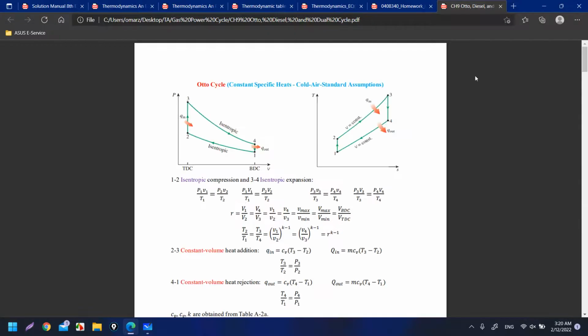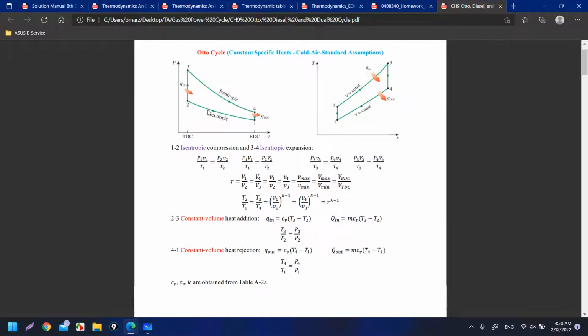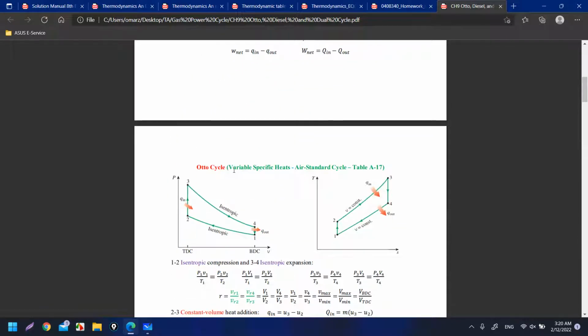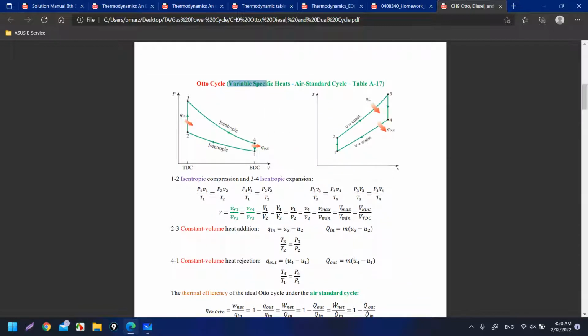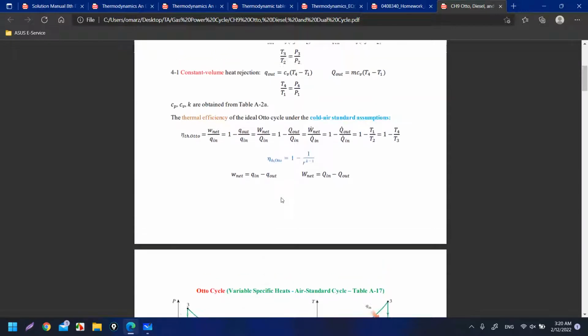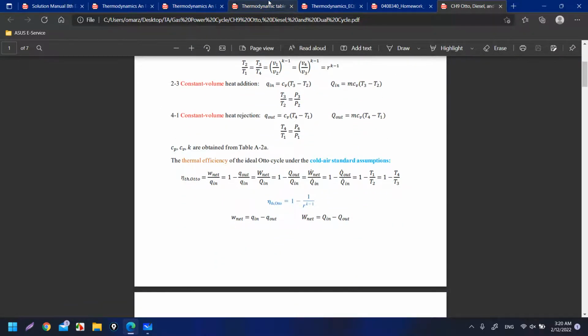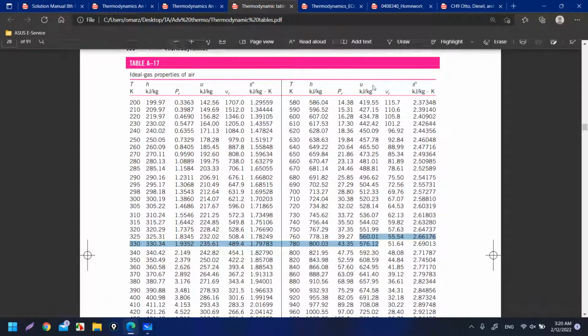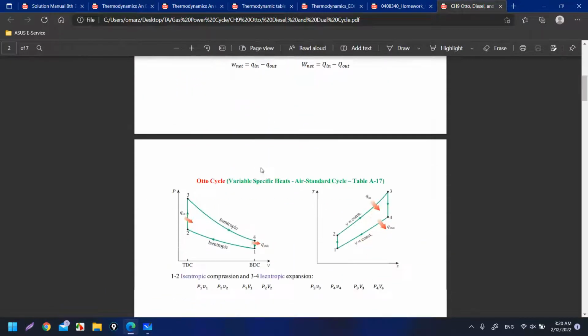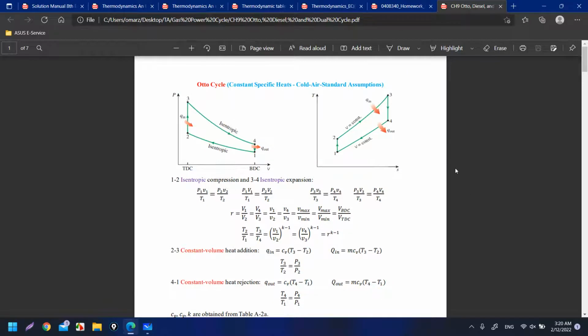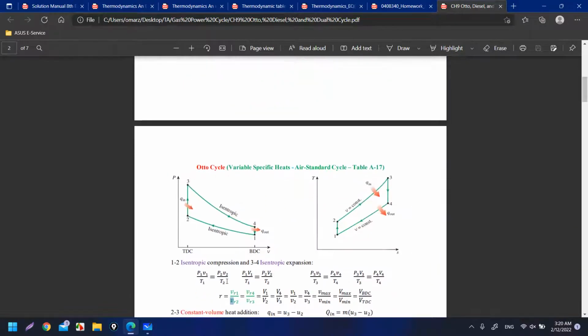So let's use this PDF. In the Otto cycle, using variable specific heat, we usually use vr, the relative volume. Here we don't have vr and we don't have table A17. So let's close this table A17. We will not use table A17. In constant specific heat, you will not use table A17 and you will not use vr.